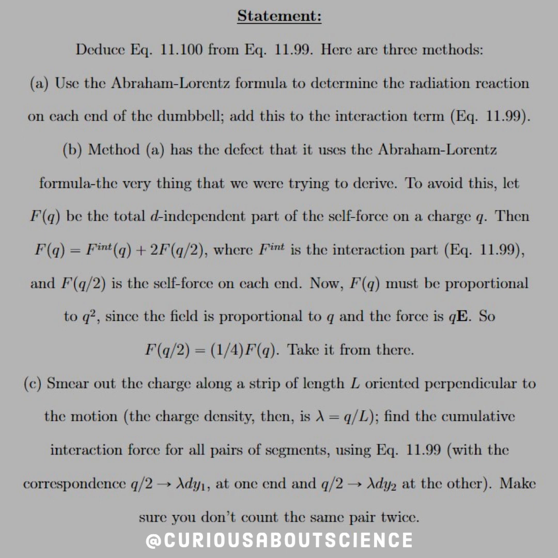Here there are three methods. A, use the Larmor formula to determine the radiation reaction on each end of the dumbbell. Add this to the interaction term in equation 99.